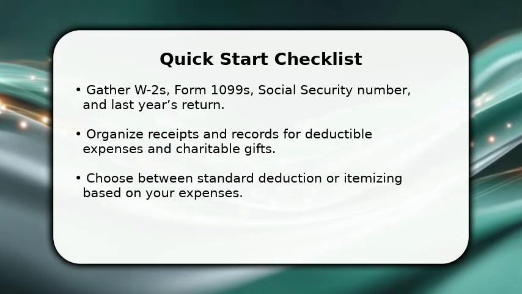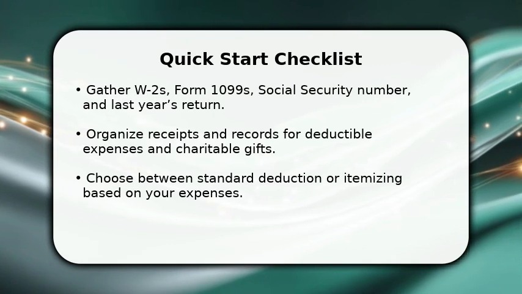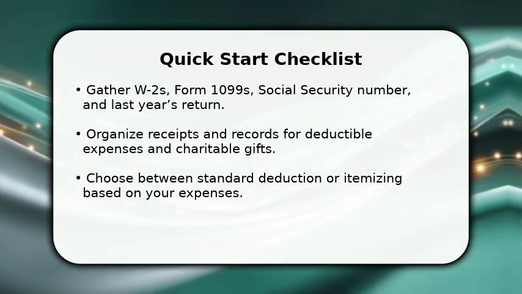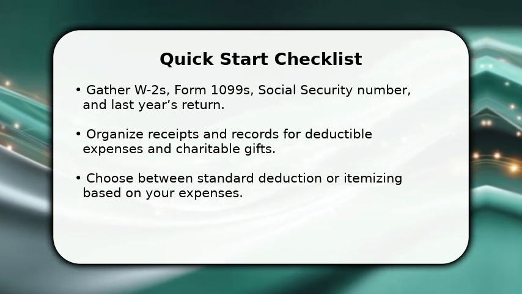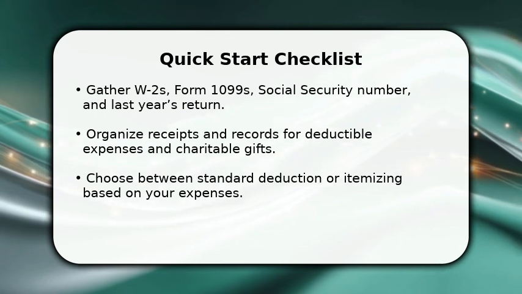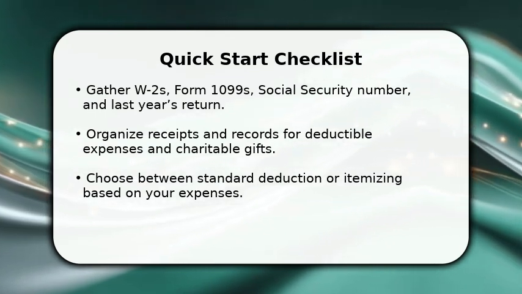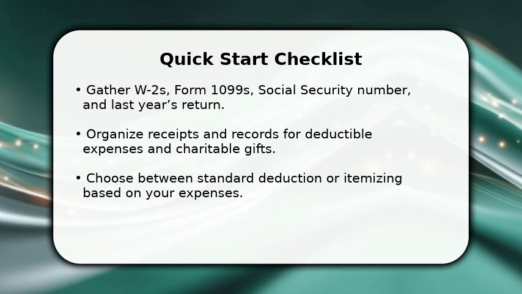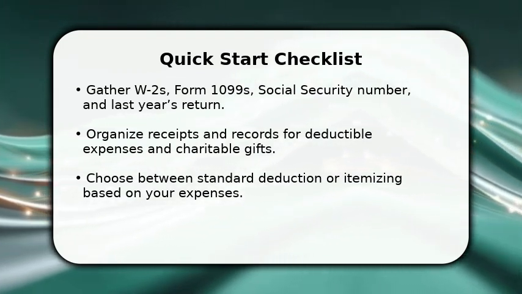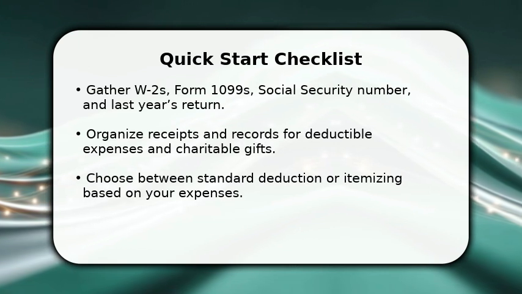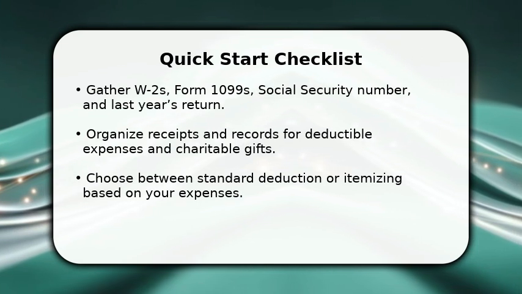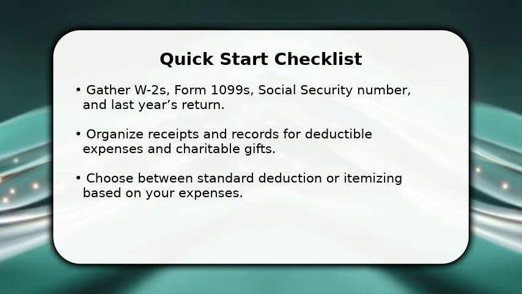In this video, I will explain how to file for tax easy method. Start by gathering W-2s, Form 1099s, Social Security number, and last year's return. Next, organize receipts and records for deductible expenses like medical costs and charitable gifts. Then decide whether the standard deduction or itemizing saves you more money. Finally, pick a filing method. E-file for speed or paper if you prefer a physical record and proof.